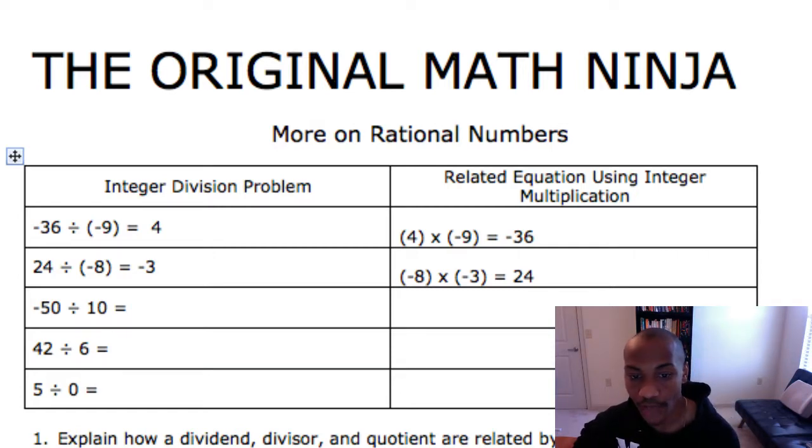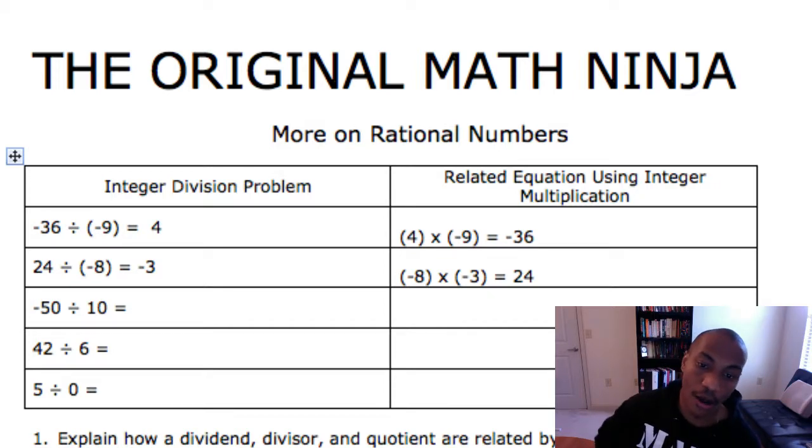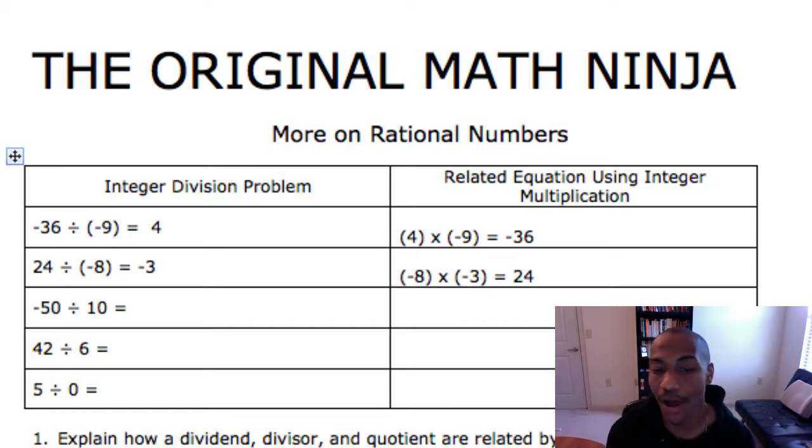Let's do it again. We have the dividend, negative 50, divided by the divisor 10, which is going to give us a quotient. A negative divided by a positive gives us a negative, and 10 goes into 50 five times, so negative 5. Now if we multiply our divisor, which was 10, by our quotient, which was negative 5, we are going to get our dividend, which is negative 50.